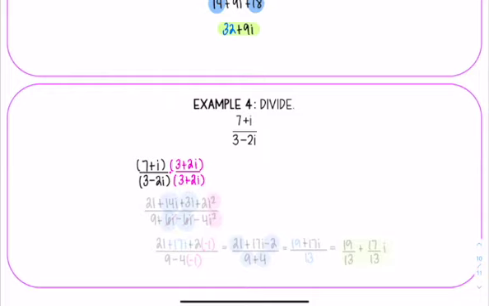And so 7 times 3 is going to give me 21. My outside, I'm going to end up with 14i. The inside is going to give me 3i. And then my last term gives me 2i squared. And then we just need to do the same thing in the denominator.